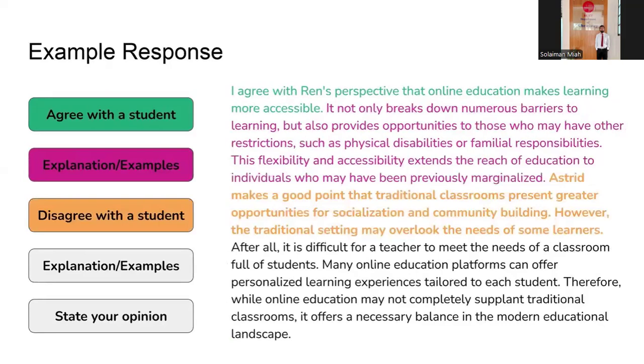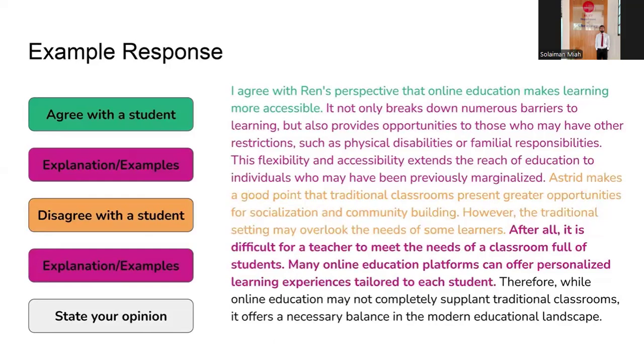After that, the writer moves on to disagreement. They select Astrid and acknowledge that she makes a reasonable point about traditional classrooms offering opportunities for socialization and community building. However, the writer then introduces a counter-argument by explaining that traditional classrooms may overlook the needs of some learners.